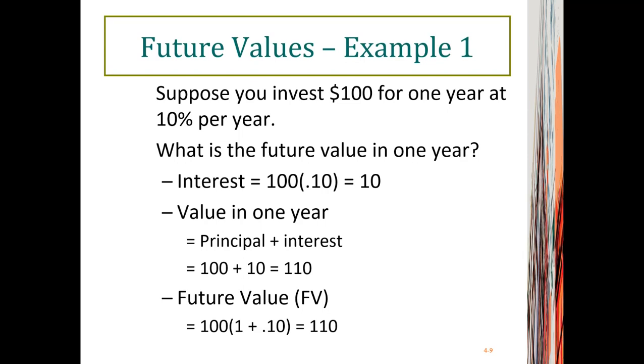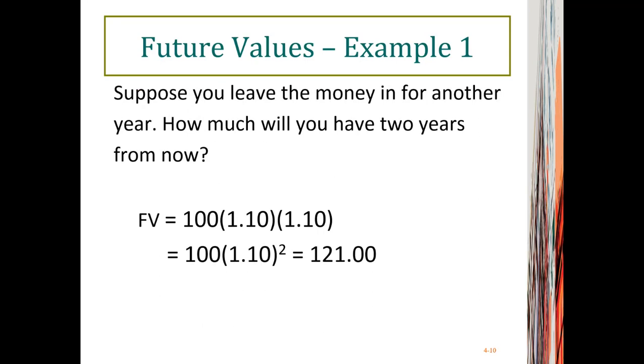And we can apply calculation based on the formula that you see in the previous slide. The future value equals present value of $100 times 1 plus interest rate, 10%, raised to the power of what? That will give you $110. Now let's take a look at another example. Suppose you leave the money in for another year. How much will you have in 2 years? Here we can apply the equation. FV equals present value 100 times 1 plus interest rate, 10%, that is 1.1, raised to the power of 2. The answer would be $121.